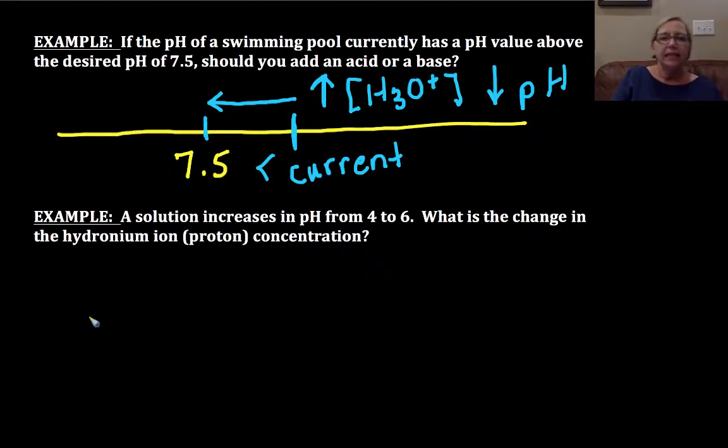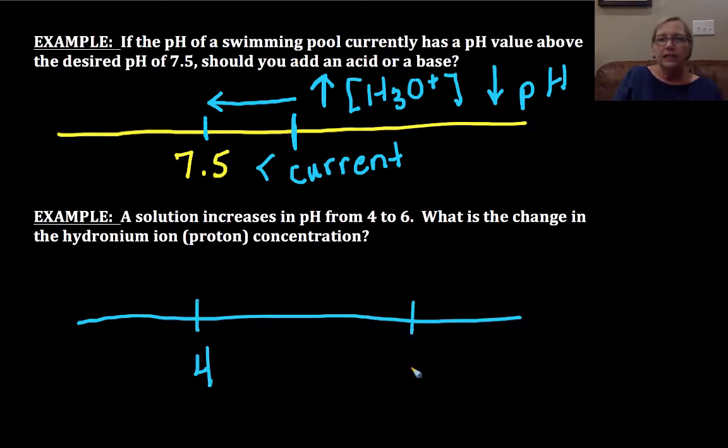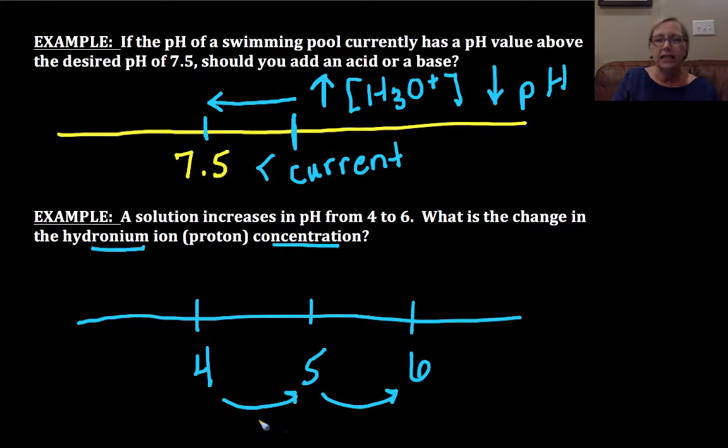Now, in this next one, I've gone from pH 4 to pH 6. What has happened? What is the change in hydronium ion concentration? Well, you can either memorize that every time you change your pH by 1, you change your H3O+ concentration by a factor of 10.